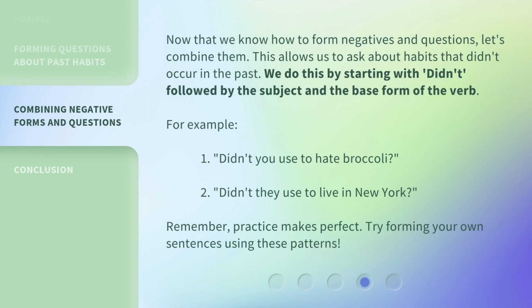Now that we know how to form negatives and questions, let's combine them. This allows us to ask about habits that didn't occur in the past. We do this by starting with didn't, followed by the subject and the base form of the verb. For example, 1. Didn't you used to hate broccoli? 2. Didn't they used to live in New York? Remember, practice makes perfect. Try forming your own sentences using these patterns.